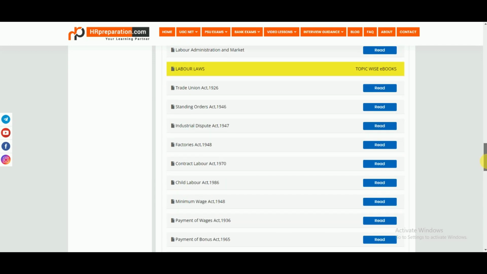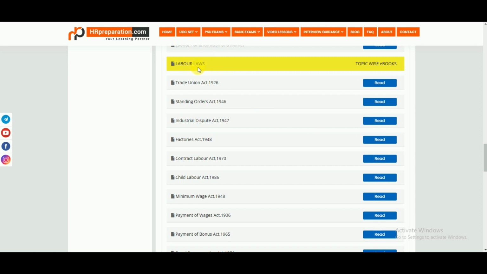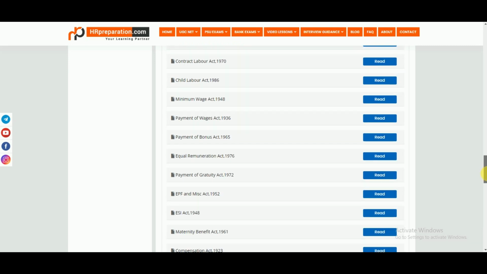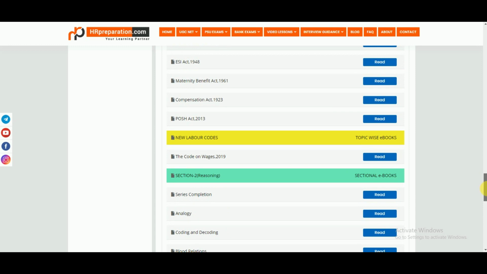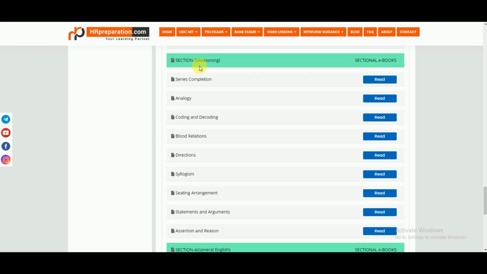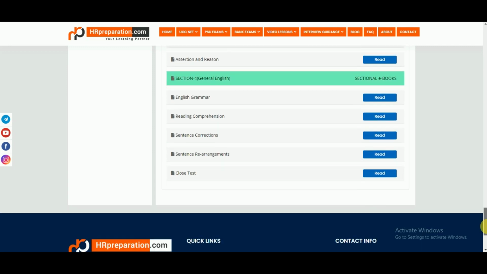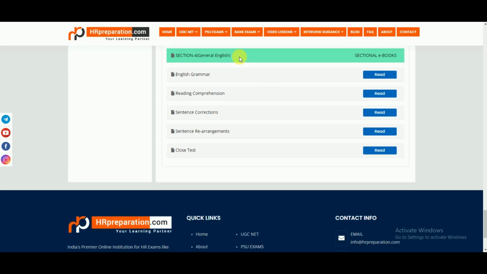Here are labor laws with each act in simple language and limited pages, so no need to stress yourself. Here is the new labor code with codes. Here is section 2 with subtopics. Here is section 4 with subtopics.